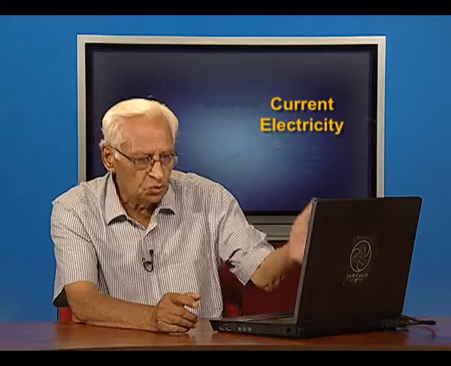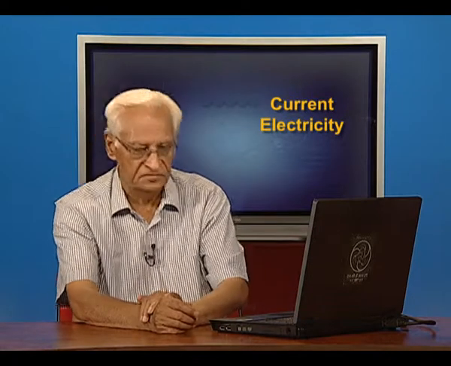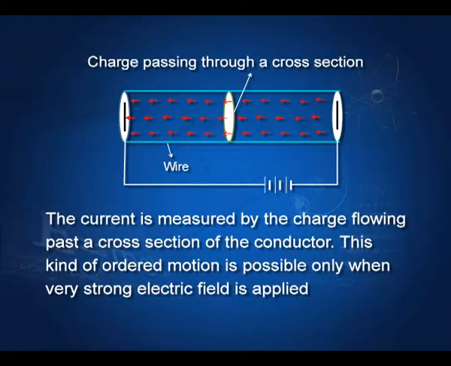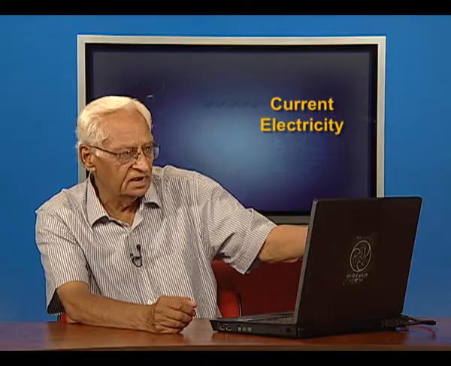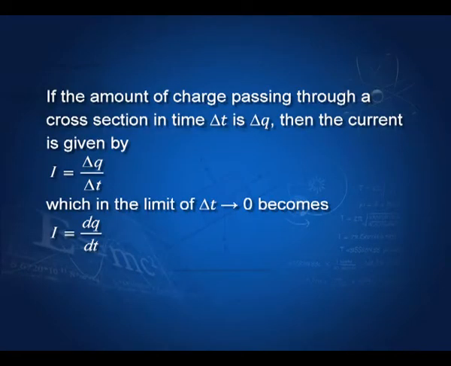Even then, through a cross section, the electrons drift, and therefore, the flow of charge through any cross section per second is called current. So, I can define mathematically current as delta Q by delta T, and in the limit of delta T going to 0, this becomes dQ by dt. So, the current is dQ by dt.